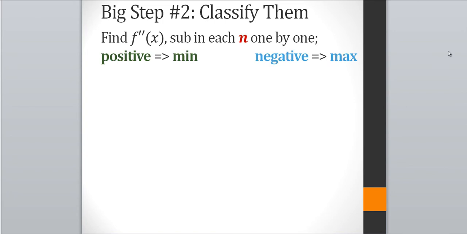So in this step we need to find f dash dash of x. Now how do I find that? Remember, I found f dash of x in the last step. So to find f dash dash, I differentiate f dash. So find f dash dash of x and sub in each of those stationary points that I called n1 and n2 in the last step, sub each of those in one by one. Every time into f dash dash, sub each of the stationary points into f dash dash.